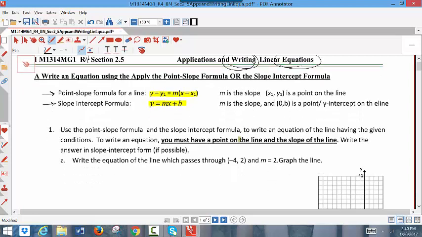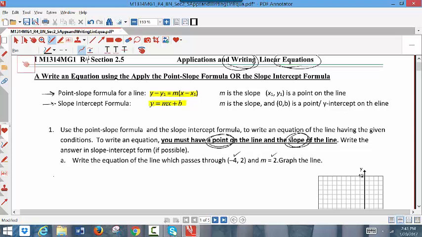Now, to write the equation of a line, you have to have two things. You have to have a point, and you have to have the slope. Regardless of which of the two methods you choose, you must have those two pieces of information. In this first example, it says write the equation of a line which passes through the point negative 4, 2 and the slope of 2. So we're given the point and the slope.